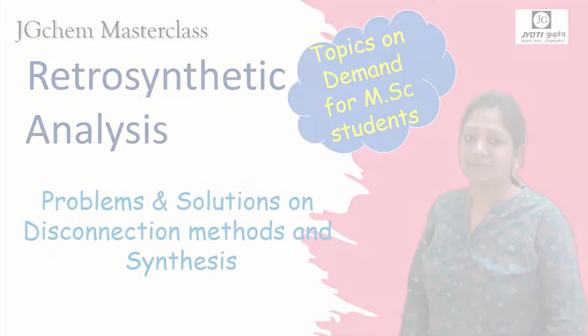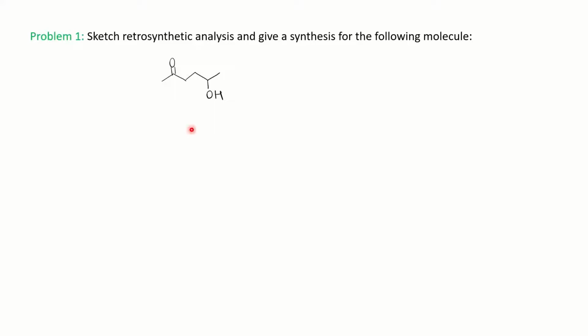So let's start. Since we'll be discussing problems here, our very first problem is: sketch retrosynthetic analysis and give a synthesis for the following molecule. So a molecule will be given to you and they will ask you the retrosynthetic analysis, meaning you have to find out the starting material to design this target molecule. So how to do that, we'll see. First, to find out the starting material for this, we will do the disconnection on this molecule.